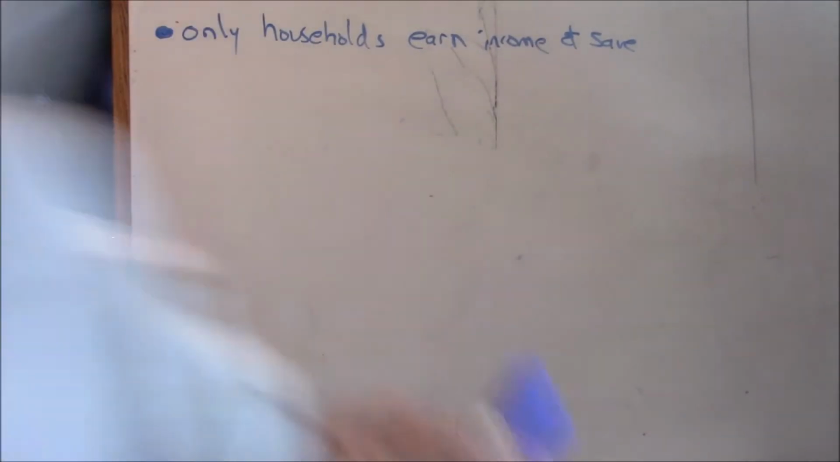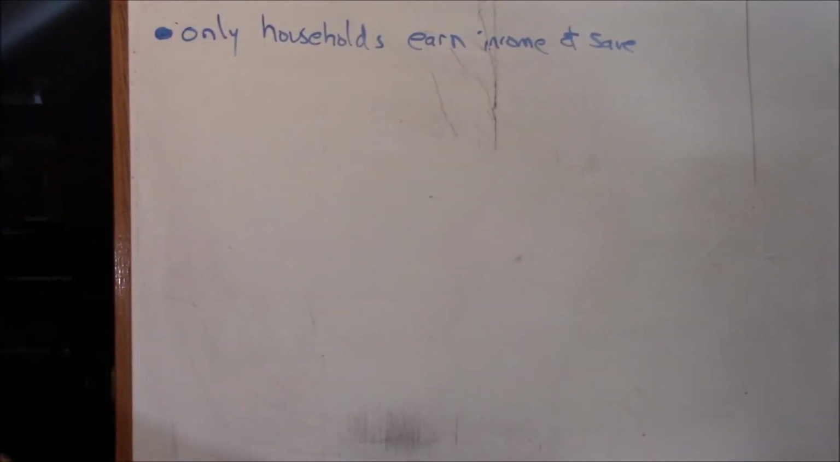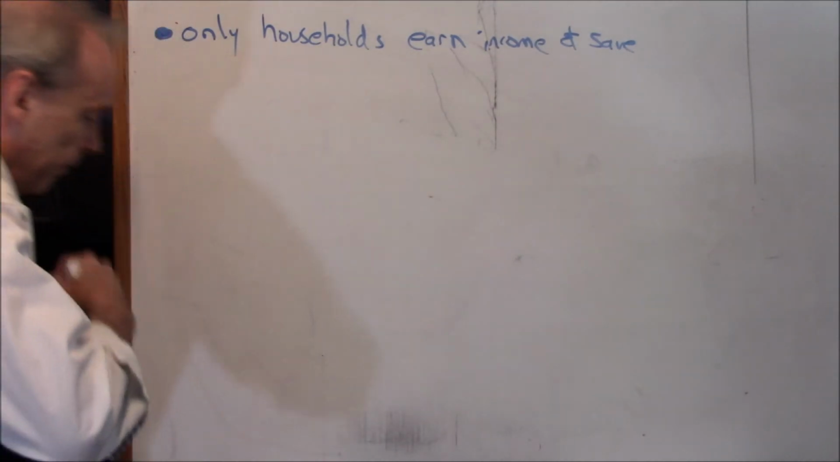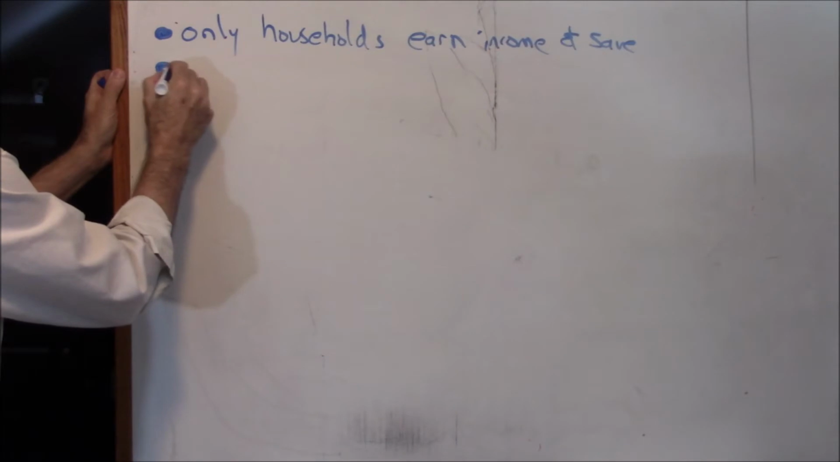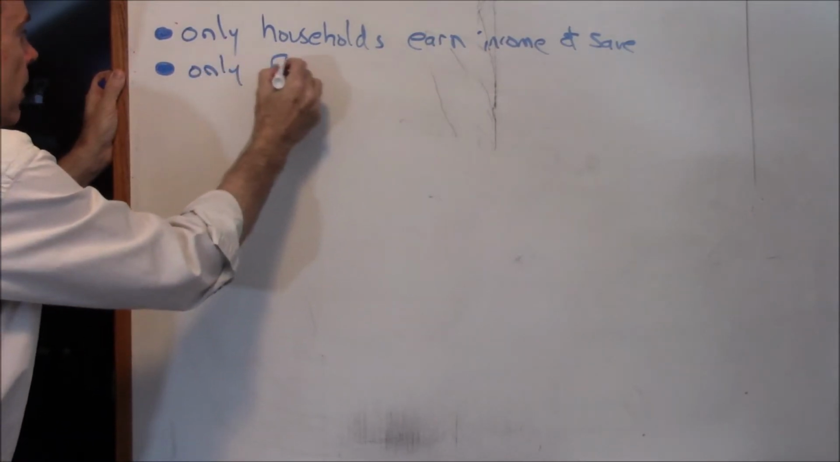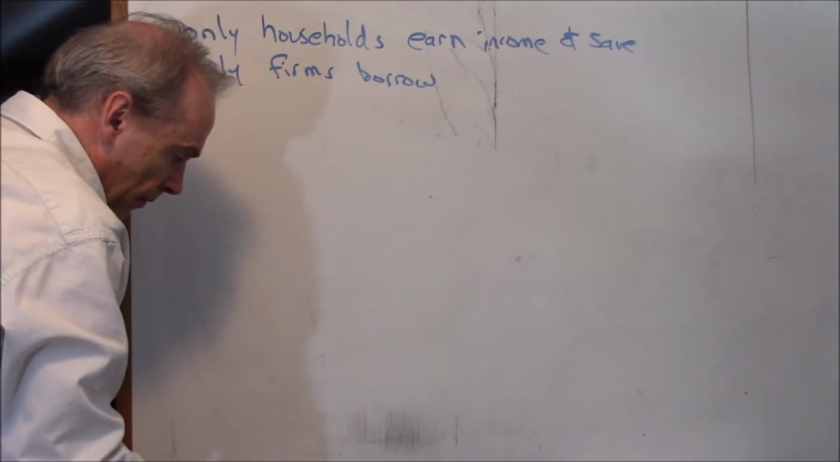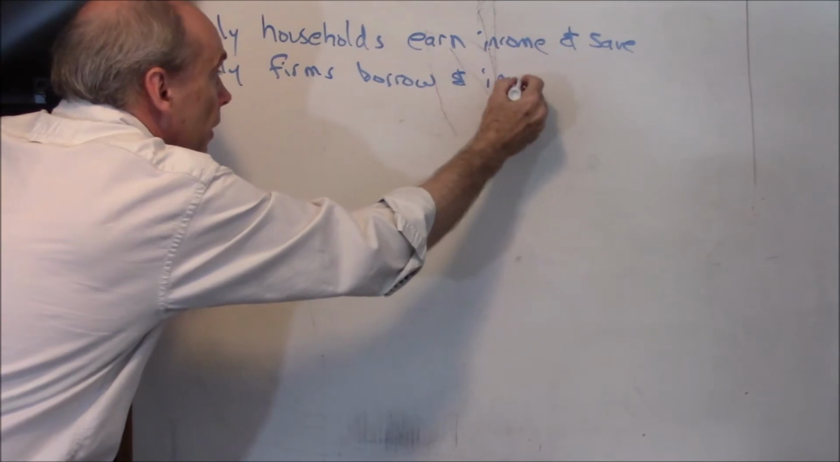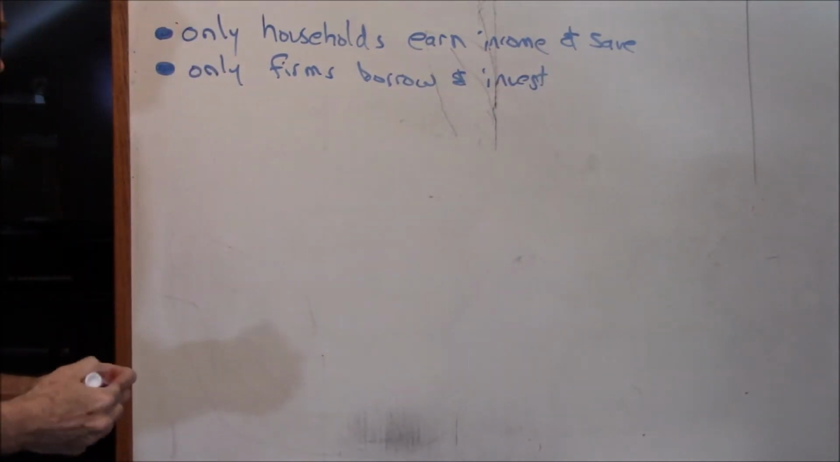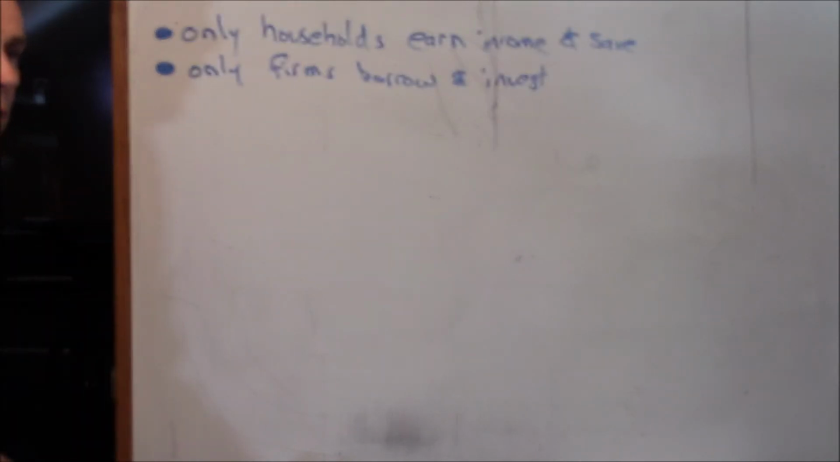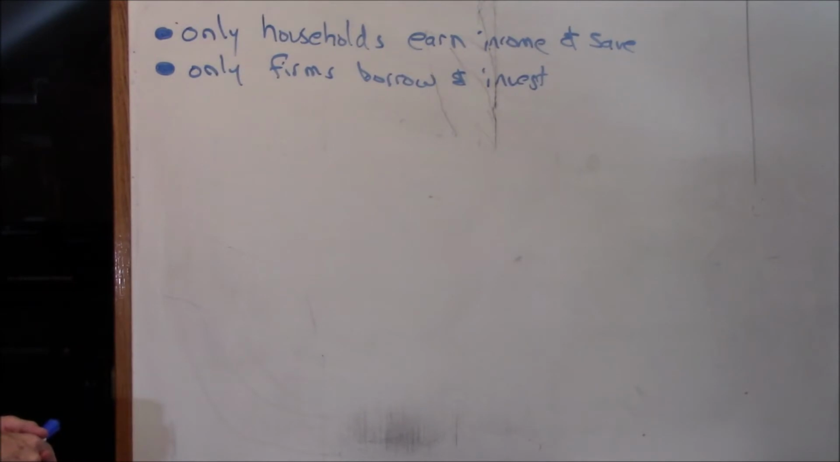Okay. Only households earn income and save. So we're going to assume, for simplicity, that firms don't retain earnings. They do in real life, but let's pretend they don't for simplicity. Just to sort of start off with a simple story here. Only firms borrow and invest. All right, and firms have to borrow to invest if they don't keep any income. They don't have any money left over. So if they're going to invest, if they're going to build a factory, then they have to go to the bank and borrow some money.